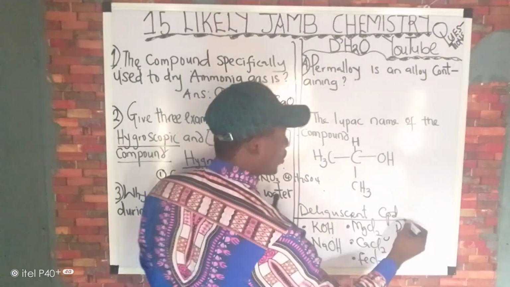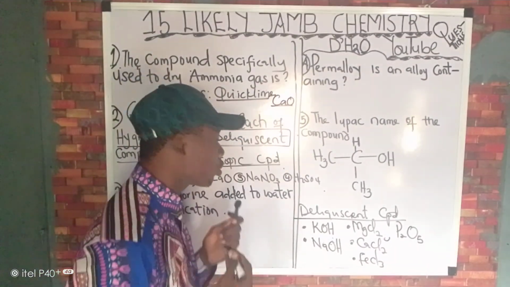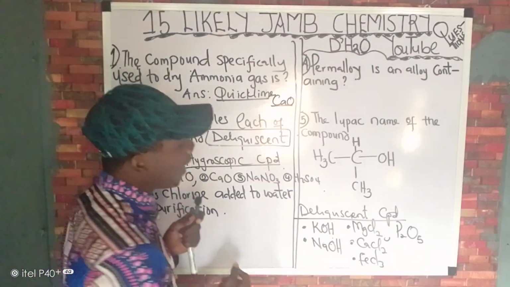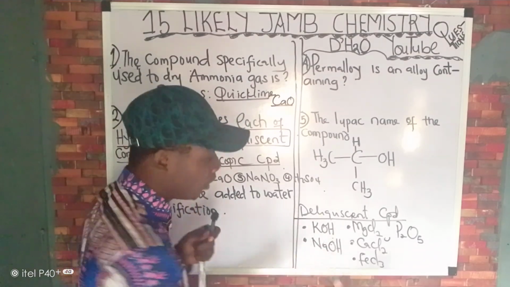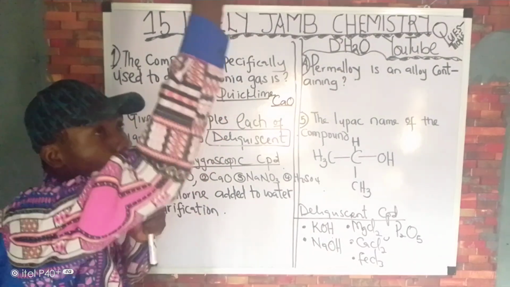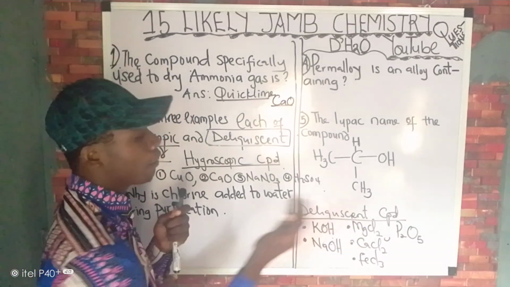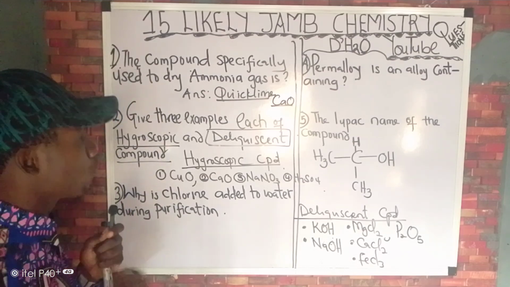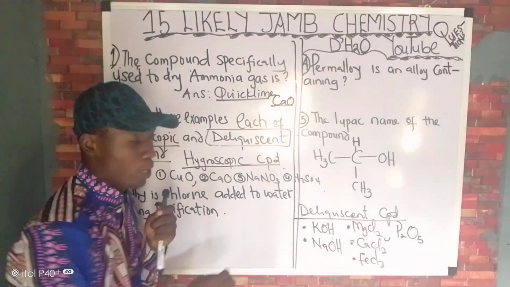Deliquescent compounds absorb water from the atmosphere and become musty or stinky. Not just that they absorb water, they are very reactive compounds. Remember, if potassium hydroxide or sodium hydroxide is exposed to air, you will discover that it will absorb carbon dioxide and form sodium trioxocarbonate(IV), as well as all of these compounds. They are very reactive compounds. Okay, so these are the examples of hygroscopic, while these ones are examples of what?